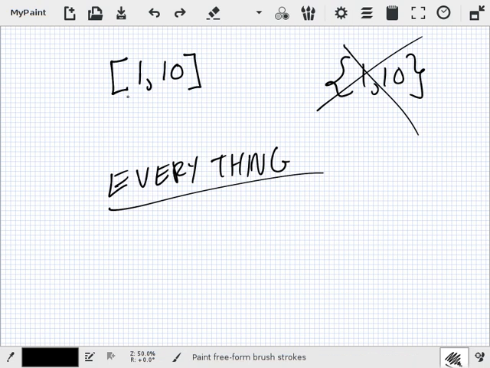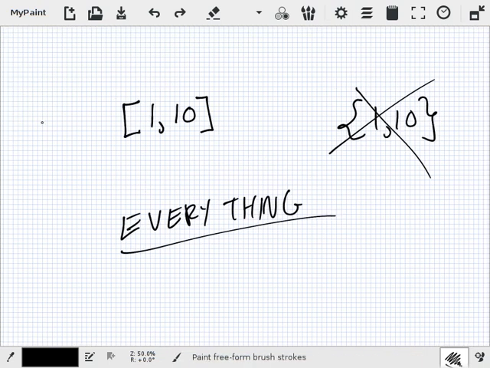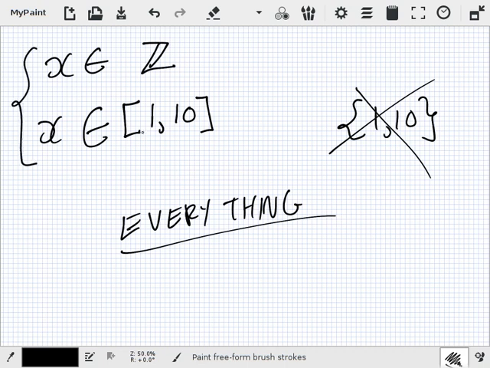So if I was to say X lives in here, and I was also to say X is an integer, then how do I combine these? Because these aren't quite the same thing. This thing here says X is everything from 1 to 10, including 1.5, 1.6, something like this. But what does this mean? If I said X is an integer, what does that mean? Like what type of number? Give me an example. What's an integer number?